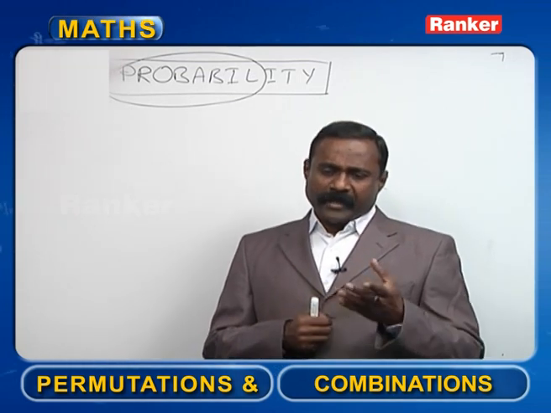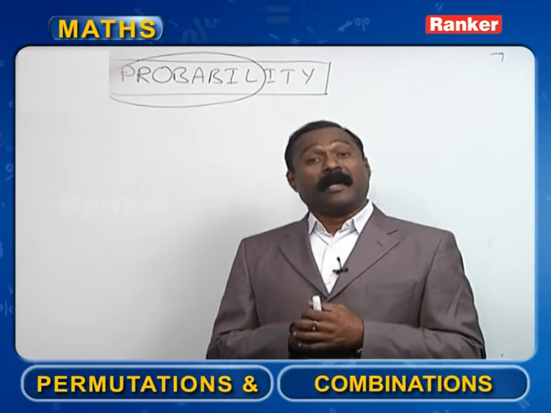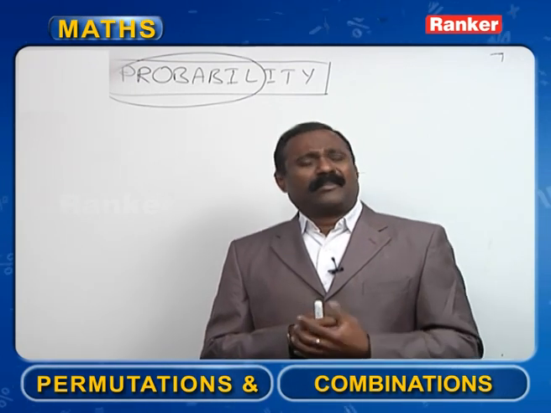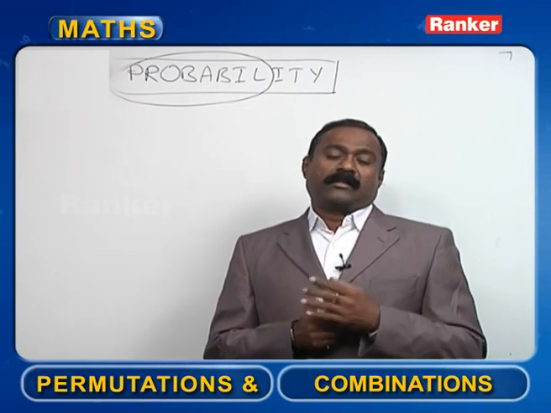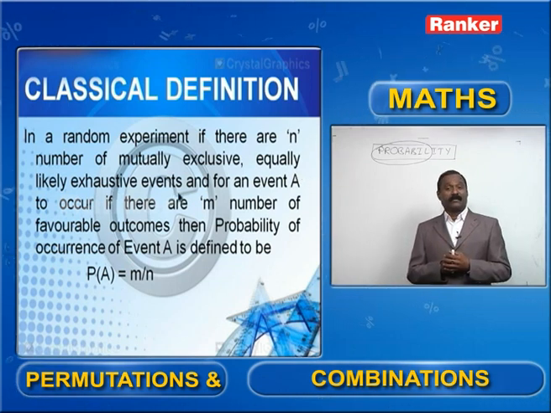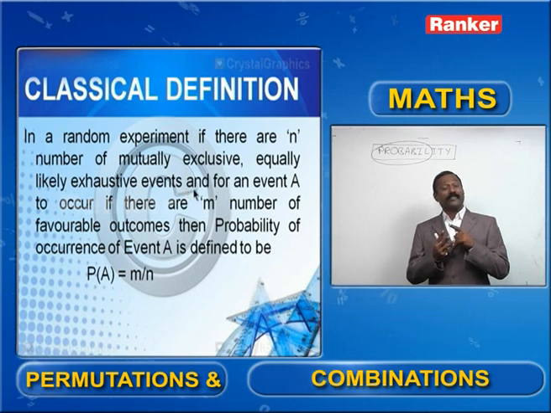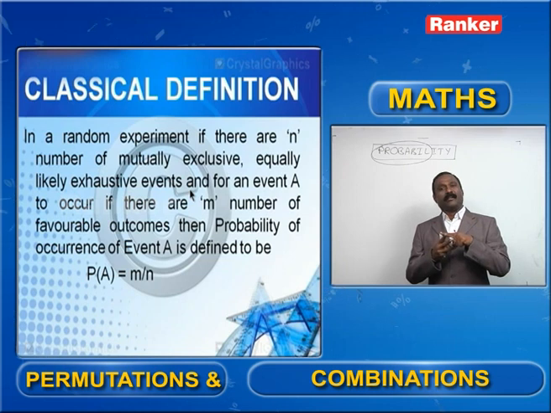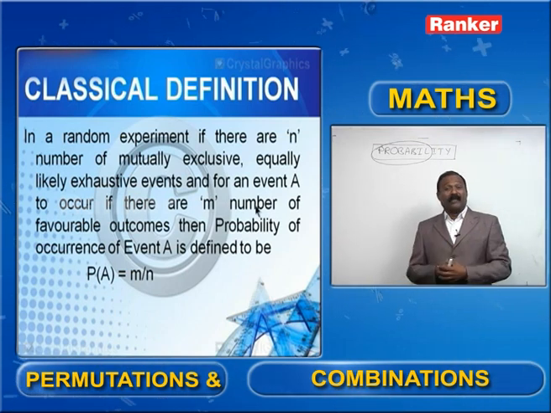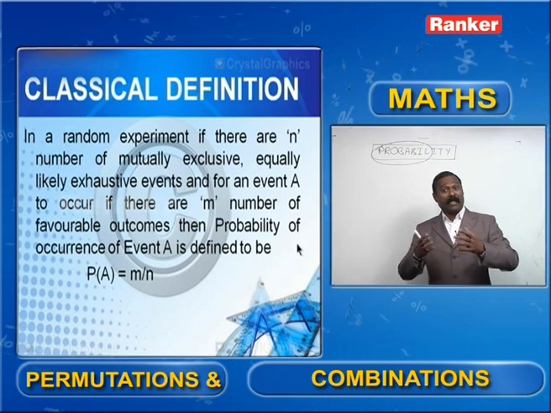To begin with, we have the classical definition of probability. In the definition, in a random experiment, you might be thinking, what is a random experiment? What is an experiment and what is a random experiment? Let us see that. If there are n number of mutually exclusive, equally likely, exhaustive events, in the first sentence itself you can find technical terms. Number one, random experiment. Number two, mutually exclusive. Number three, equally likely. Number four, exhaustive. All these four are used technically to define the classical definition of probability. So we must know all those four terms before learning the definition.